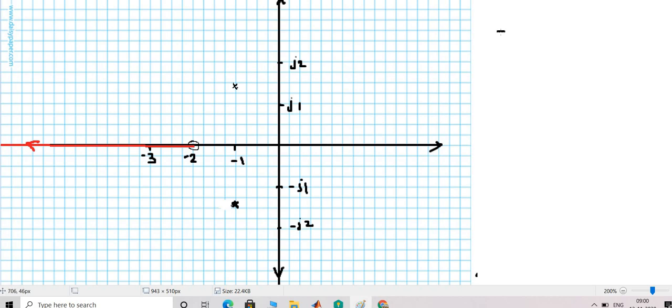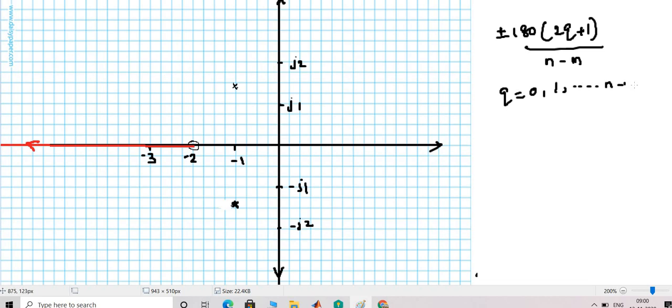In order to find the angle of asymptotes, we can write the equation plus or minus 180 into 2q plus 1 divided by n minus m. Here n is equal to 2 and m is equal to 1. q is equal to 0, 1, 2, etc., up to n minus m minus 1. So what is n minus m minus 1? That is 0. So you need to check only q equal to 0. So at q equal to 0, the angle of asymptote is plus or minus 180 degrees.